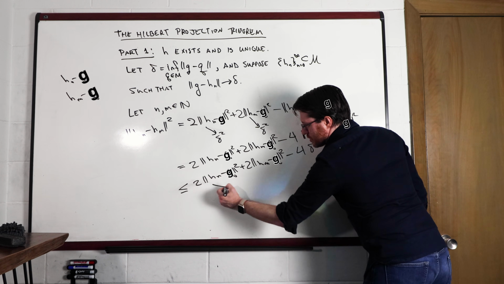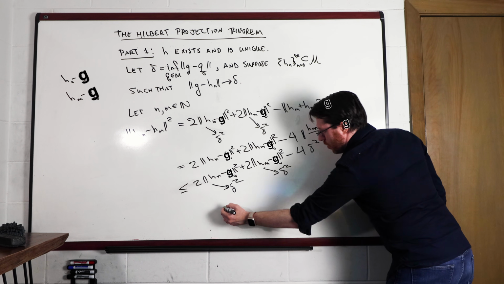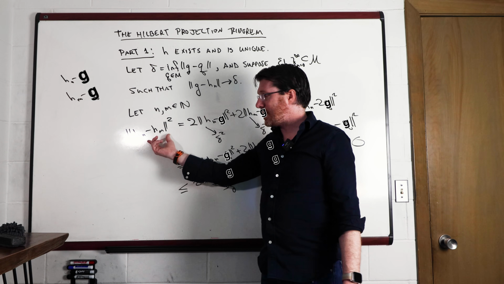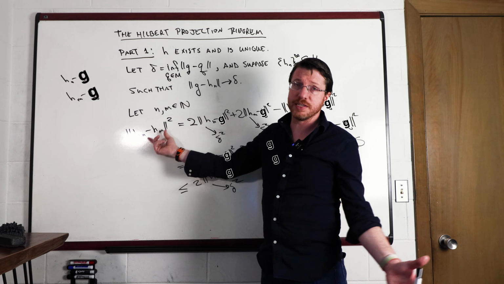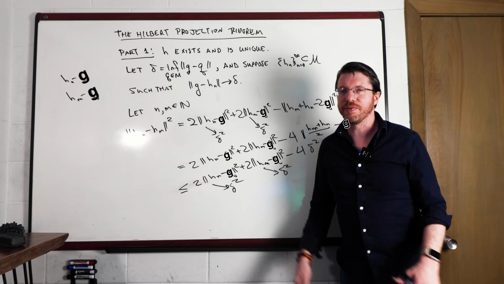And now since this is going to delta squared and this is going to delta squared, overall, this whole thing goes to 0. And well, that means that if n and m are sufficiently large, this can be as small as we like, and thus it's a Cauchy sequence. A little hand-wavy with Cauchy sequence, but that's how it goes. Okay, so Cauchy sequences converge in complete metric spaces. So there is an element h in our Hilbert space that this sequence converges to. And since M is closed, that H must also be in M.